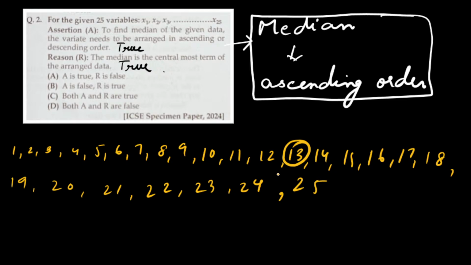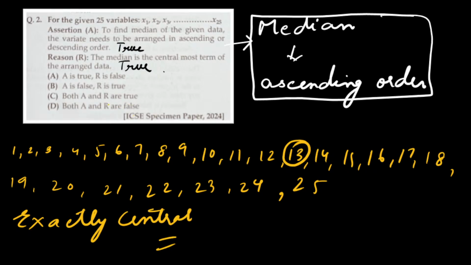The quantity or the number which lies exactly at the center, the median, is the central most quantity. These things you have to remember. So here both are true, and option C is correct. While calculating median, we have to arrange the given data in ascending order, and median is always the central most value.